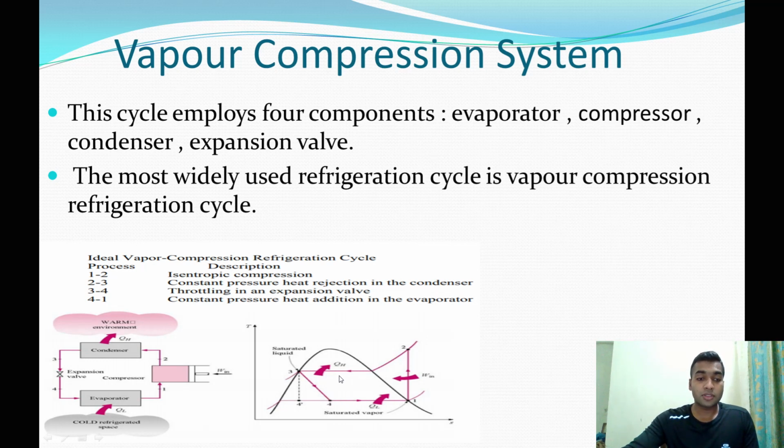Now I'll tell you the processes which are happening individually inside the components. 4 to 1 is constant pressure heat addition in the evaporator. 1 to 2 is isentropic compression. 2 to 3 is constant pressure heat rejection, and 3 to 4 is throttling in an expansion valve.